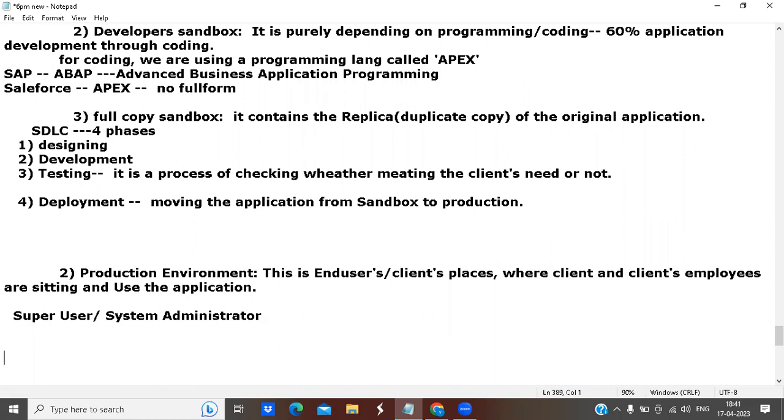Actually, in your course, we are going to discuss two major topics. One is the development area, the other one is what? Administration. So after completion of your course, you can prepare your resume or CV, whatever it is, either for the development side and as well as what? Administration side also. Does everyone in the class understand?